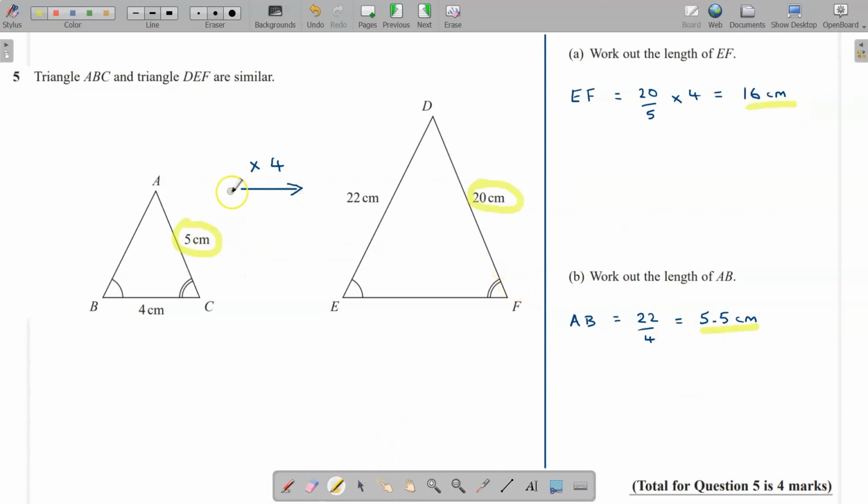can work out accurately what the scale factor is. In this case, it's quite simply an integer 4.